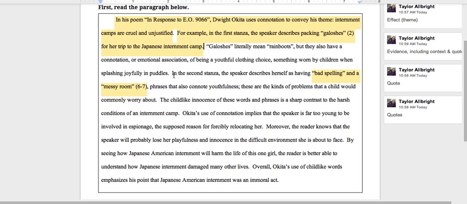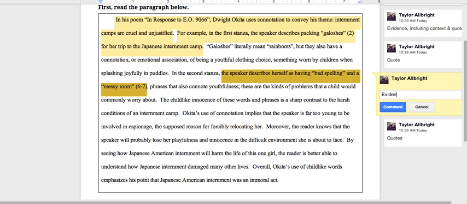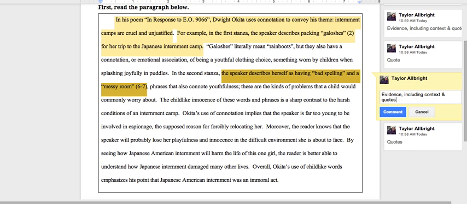In the next part, for the next quotes, I have that the speaker is describing herself as having bad spelling and a messy room. So now it's not just bad spelling randomly, but it's bad spelling being used to describe the speaker. So here I have the rest of my evidence, which includes the context and the quotes.